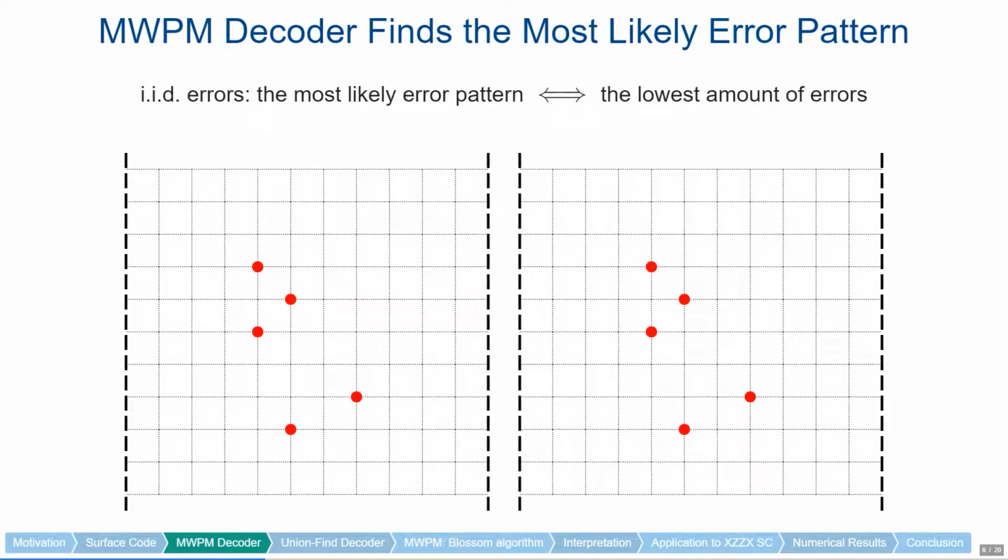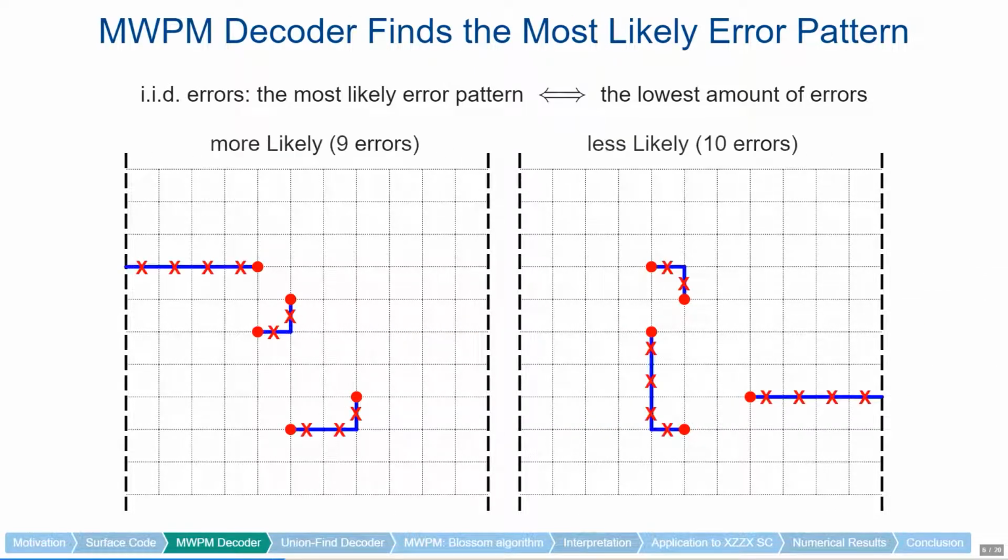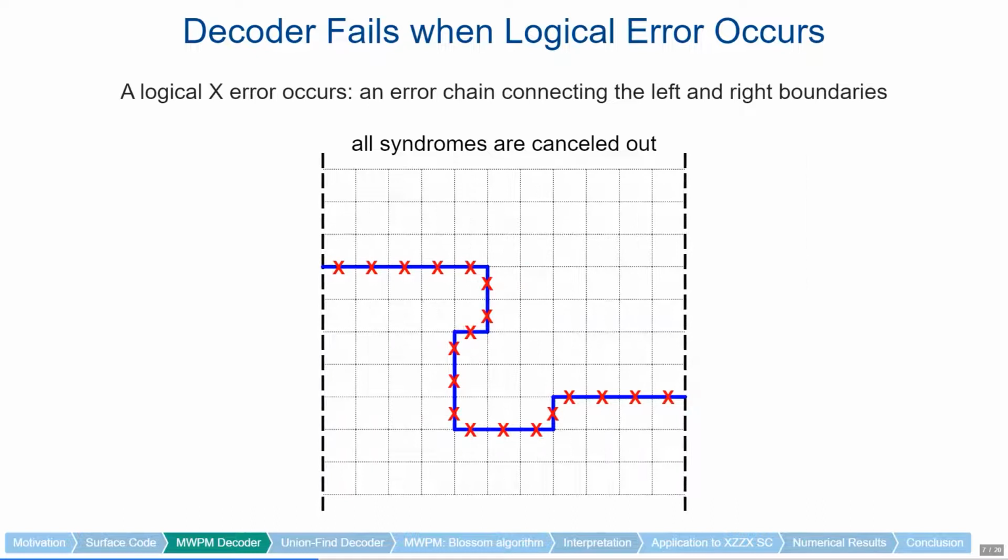Looking at this example of non-trivial measurements, there are multiple error patterns that could produce it. The task of a MWPM decoder is to find the most likely one. In this example, the one on the left is more likely. On the other hand, if a decoder failed to do so, for example, if the real errors are on the left, but the decoder gives a correction pattern on the right, a logical X error would occur after applying the correction. A logical error is basically an error chain connecting the left and the right boundaries.